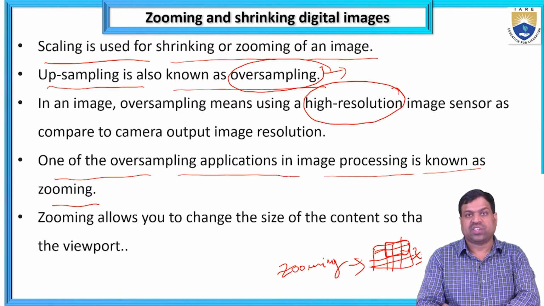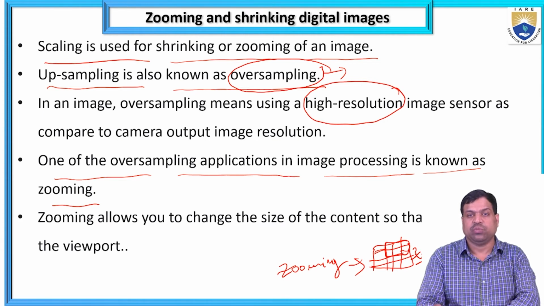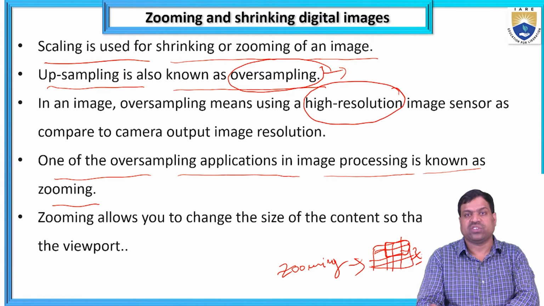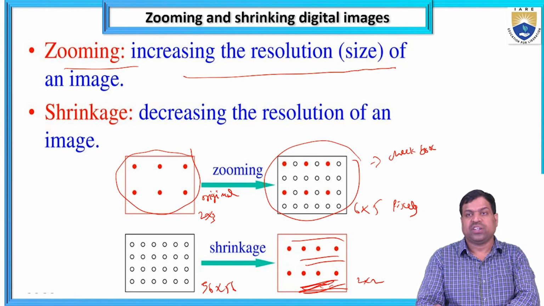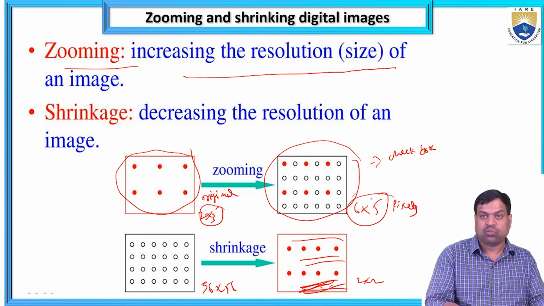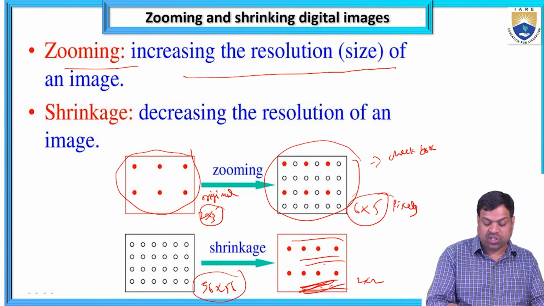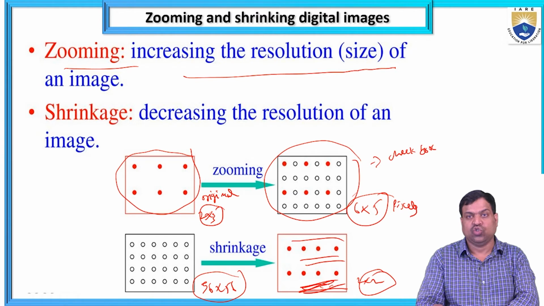Here I am applying the scaling function or oversampling function for higher resolution to increase the zooming, so increasing the resolution or pixels. The black pixels I am representing as oversampling. Zooming is increasing the resolution and shrinkage is decreasing the resolution. In zooming, a smaller number of pixels is converted to a larger number of pixels. In shrinking, more pixels are converted to fewer pixels. So shrinkage is inversely proportional to the zooming method.